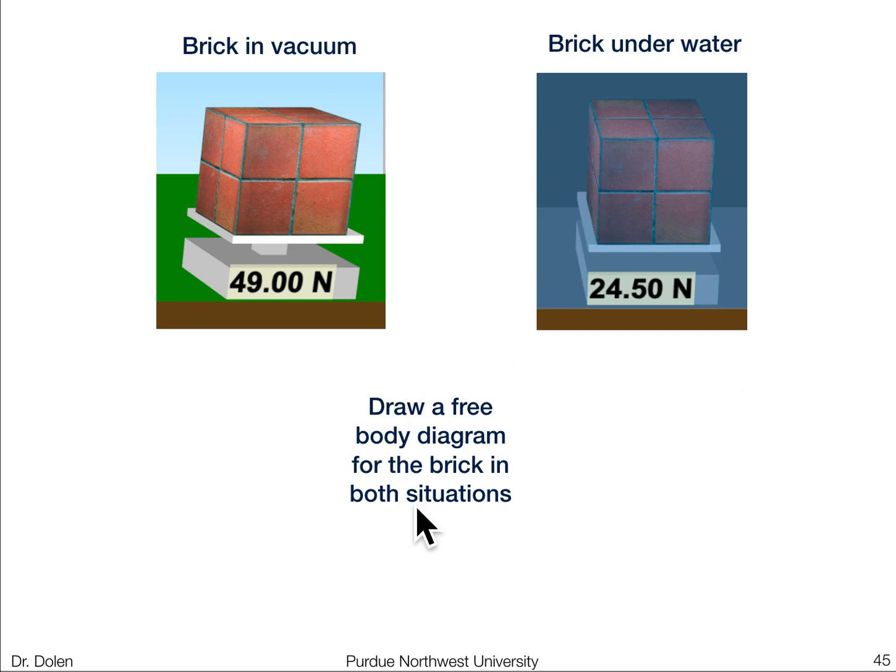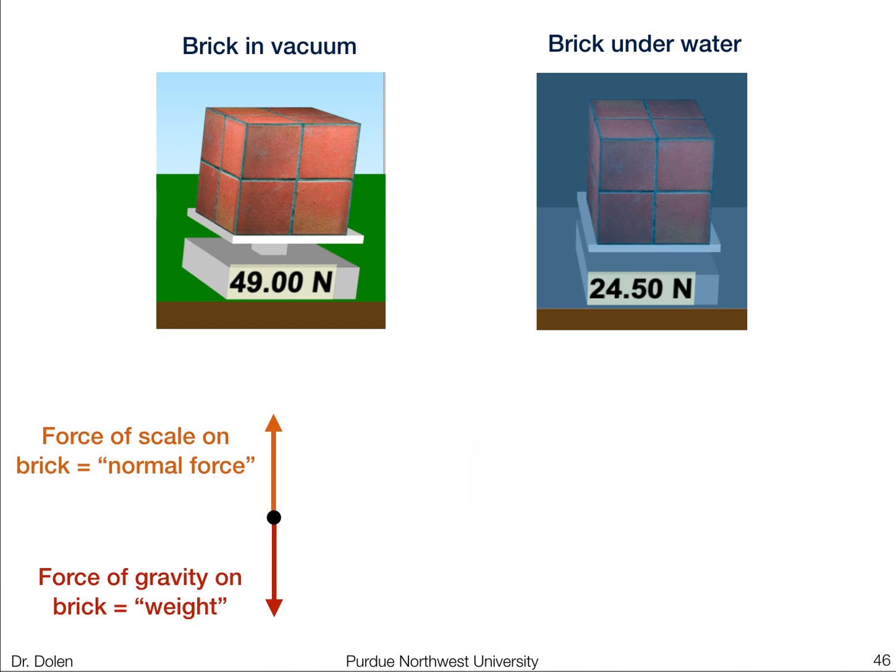So let's try to understand this better by drawing a free body diagram. For the brick outside the water, there's a force of gravity pulling down on the brick, right? But there's also a normal force, or the force of the scale on the brick, right, which is keeping that brick from falling through the scale. And these two forces have the same magnitude and are canceling each other, so there is no net force acting on that brick. It is not accelerating.